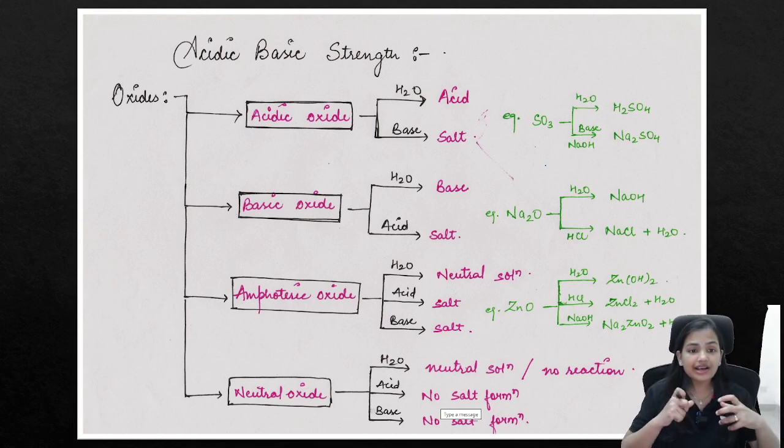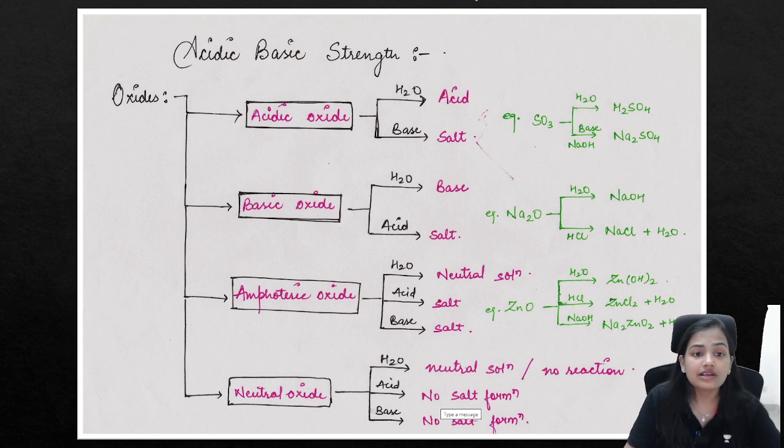Now what happens when we have any kind of acidic oxide? Okay, let me take an example of an acidic oxide.